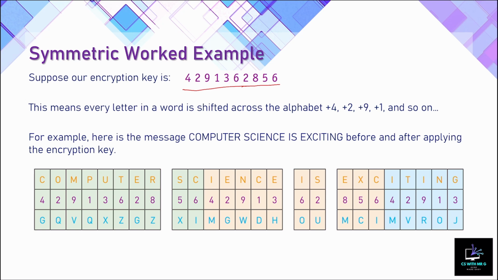So the first letter will be shifted 4 letters across the alphabet, the next letter will be shifted 2, and so on and so forth. Our message that we're sending here, "computer science is exciting", we will apply the key and encrypt the data.